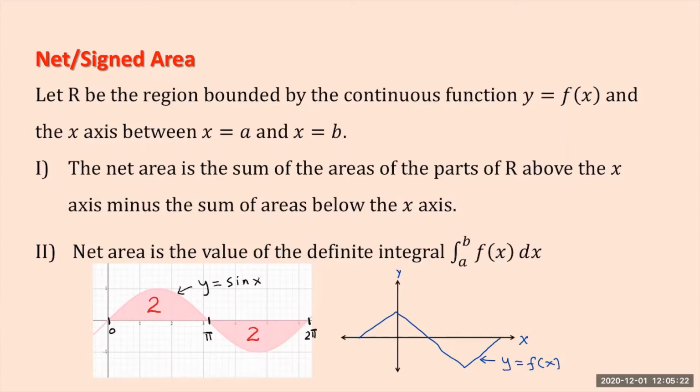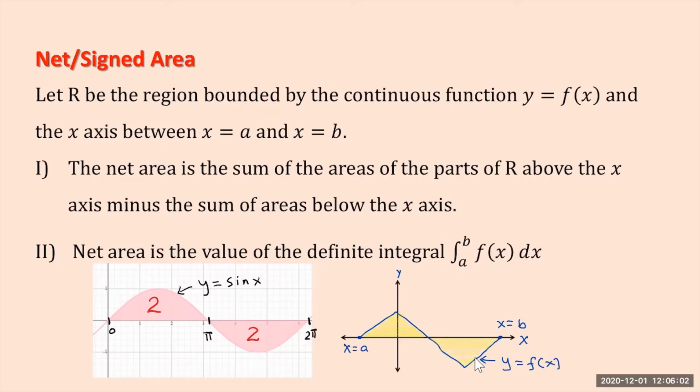And R be the region bounded by the continuous function y equals f of x and the x-axis between x equals a and x equals b. Suppose this point on the left is x equals a, and that point over there is x equals b. And the area bounded by that function and x-axis between x equals a and x equals b is denoted by R, and it is this area here. You can see there is a certain part of the area above the x-axis, and also a certain portion of the area below the x-axis, like that.